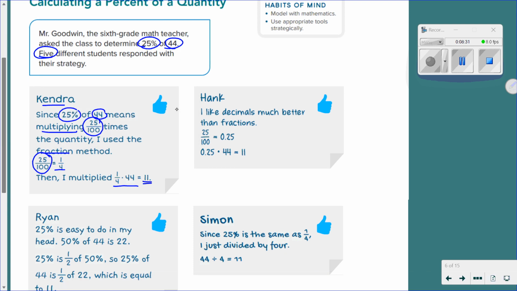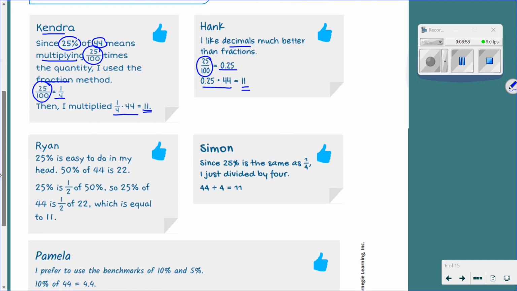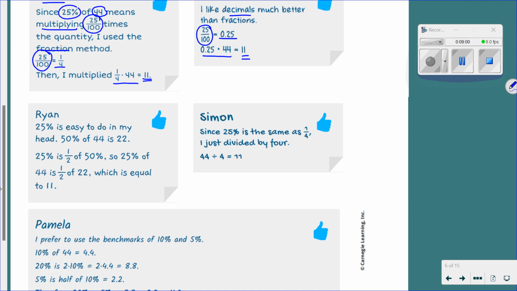So, our next one, Hank said, I like decimals. So, I'm going to take the percentage and turn it into a decimal, .25, and then I'm just going to multiply that .25 times 44, and I get 11. A lot of you that your parents helped you on your homework, I saw a lot of students that did this instead of benchmarks. Okay? So, that's a very valid method to do, but it was one we were waiting one more class period to show you.